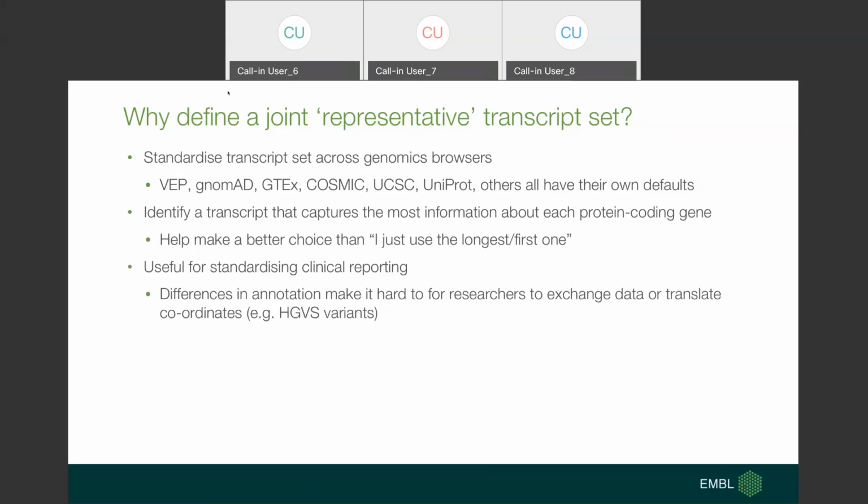We also thought it would be really useful for standardizing clinical reporting, and so we know that differences in annotation between the RefSeq set and the GenCode set make it quite difficult to exchange data or to translate coordinates. And so we thought this might be really useful for clinical reporting. And finally, for those who are interested in comparative or evolutionary genomics, having a starting point, again, is really useful. So for all these reasons, we thought, well, maybe this is a good idea. Let's see what other people think.